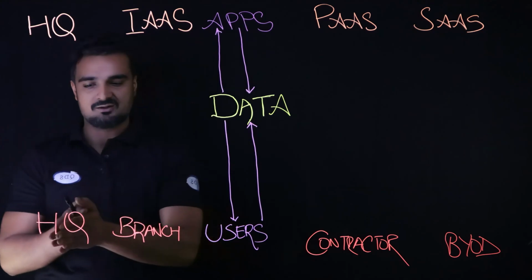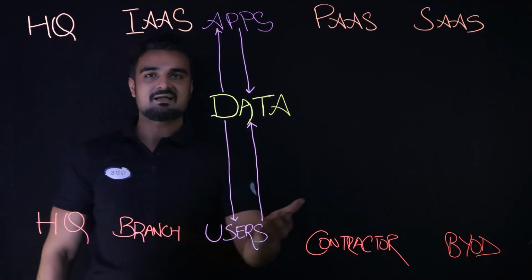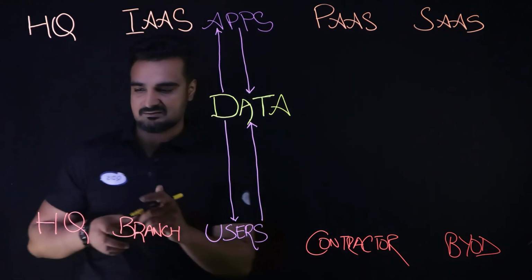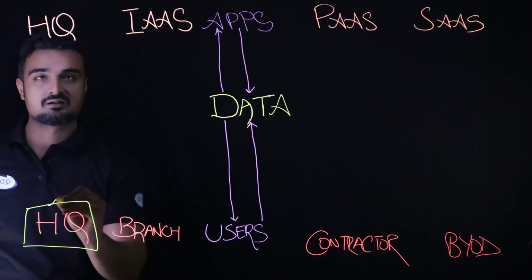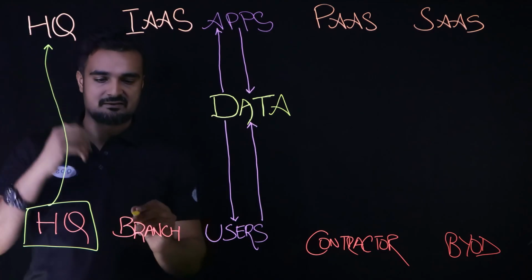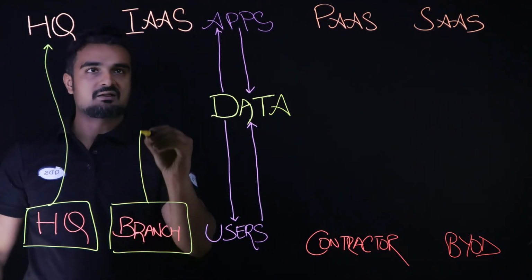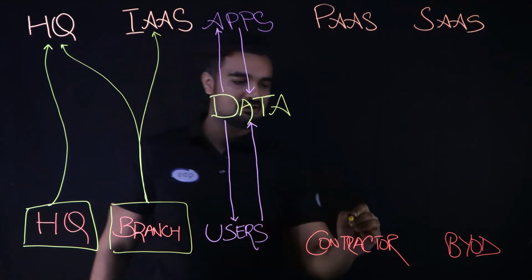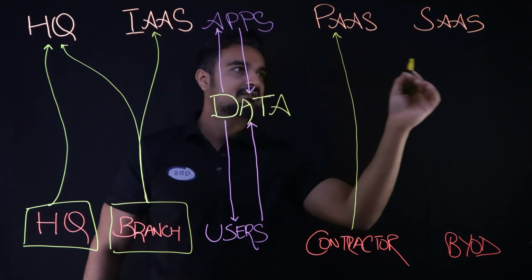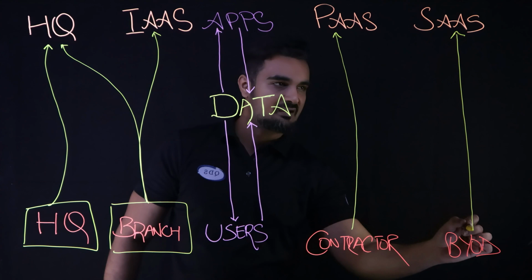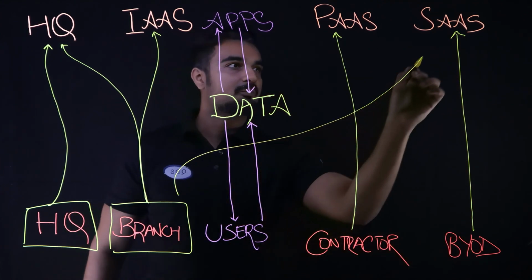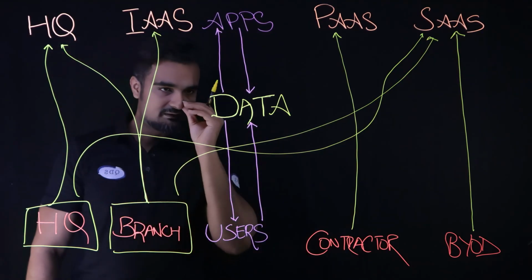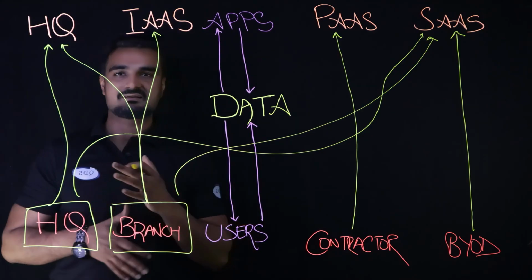So we have the users sitting on the headquarter, then we have users on the branches, then we have contractors and users with BYOD devices. So how are they basically accessing the applications? Your headquarter users already access applications installed on the headquarter. Then we have branches accessing applications on the cloud, which is infrastructure as a service, and on the headquarter. Then we have contractors accessing applications on a PaaS. Then we have SaaS-based applications accessed by the BYOD devices, the branch users, and headquarters users as well.